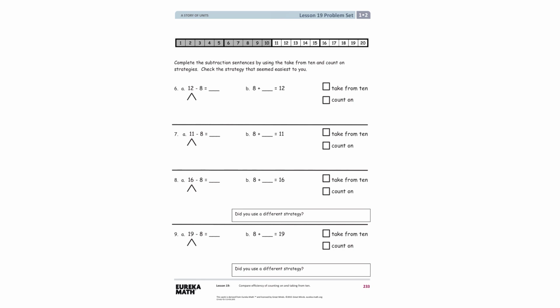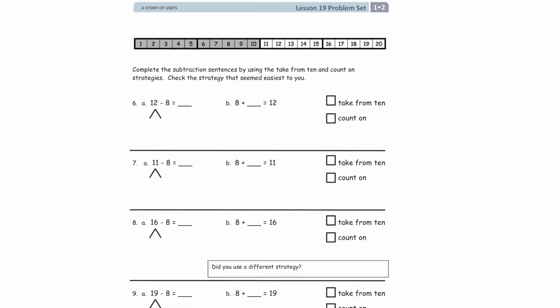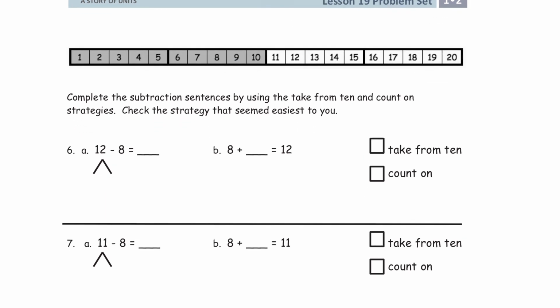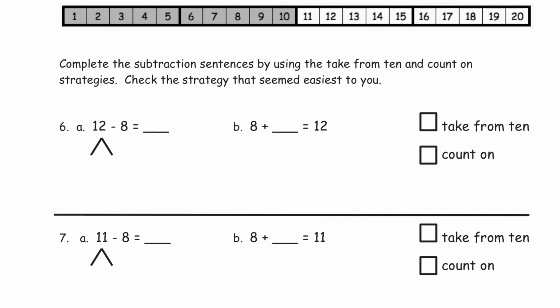So this is what the second page of our problem set looks like. We have a number line up here where you can check your answers on. Remember how we did that a few problems ago? We have that number line and we counted on it. We're going to be doing number 6 together now. So the directions read, complete the subtraction sentences by using the take from 10 and count on strategies. Check the strategy that seemed easiest for you.